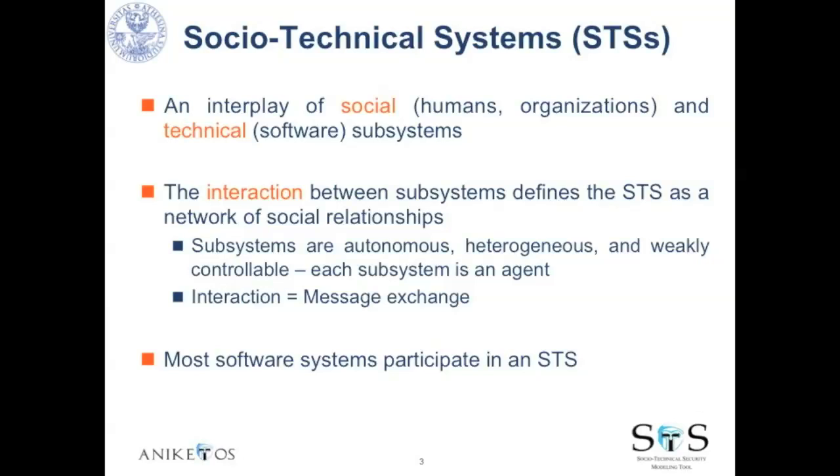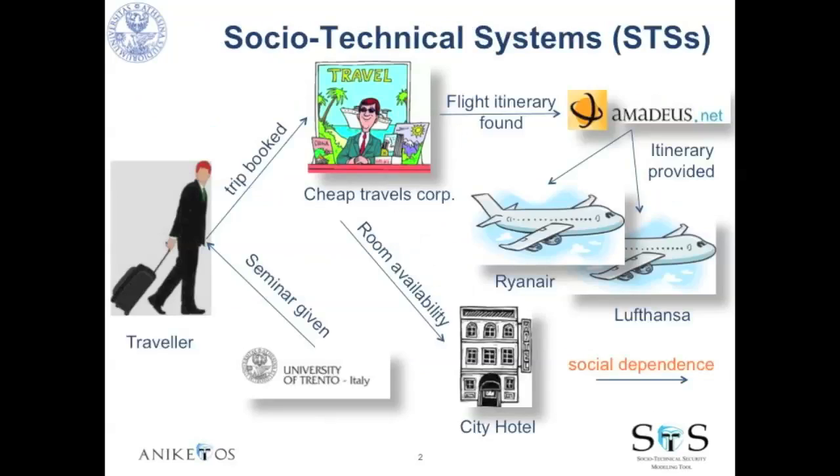And to do that, we need to ensure that their interaction is actually robust and reliable. But the problem is that in this kind of setting, the subsystems are actually autonomous. They're all independent and different and weakly controllable. So actually, when the traveler is interacting with the travel agency service, he doesn't really know what kind of flights it will get from it, if it will actually get the cheapest. So it might need to specify what it expects from this interaction.